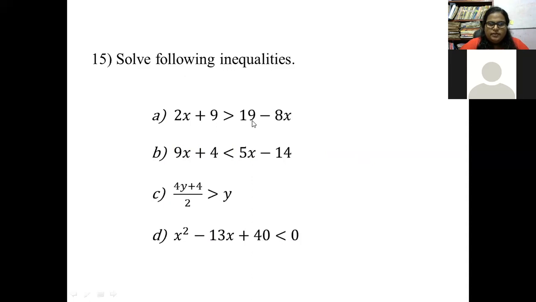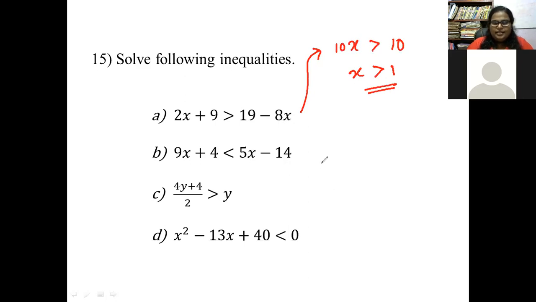Right, so we'll see this first one here. I'm writing in this space. So here 2x plus 9 greater than 19 minus 8x. So the thing you have to do is you can take this 8x to this side as 10x, greater than 19 minus 9. So it should be 10. So x greater than 1 here. So this is the answer for this one, right?